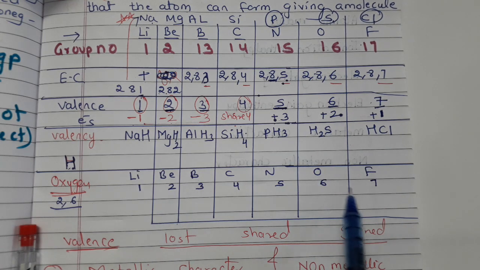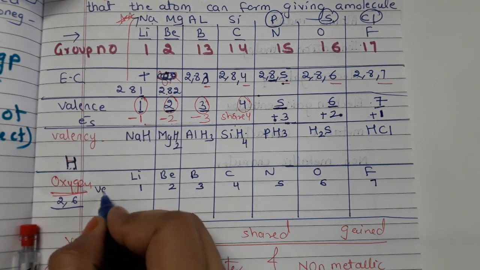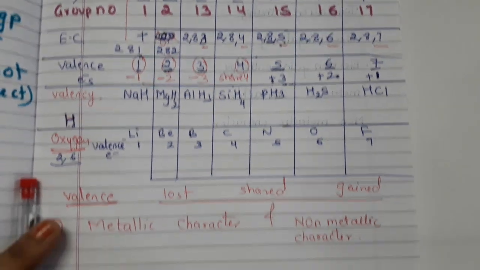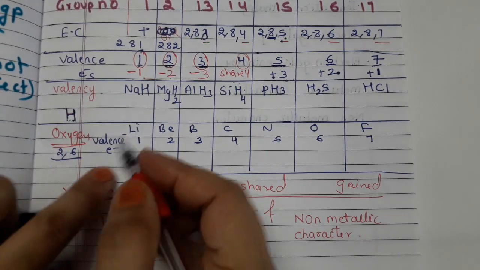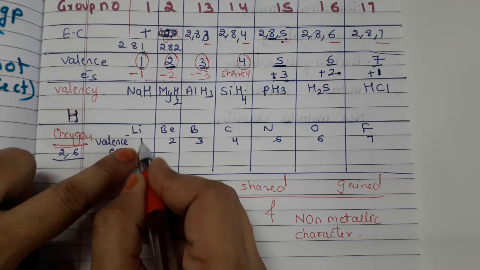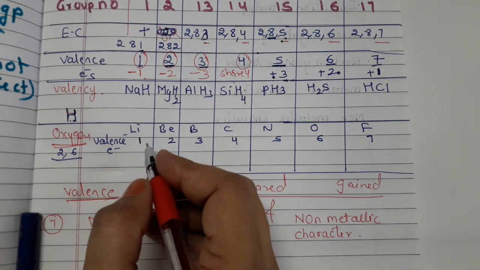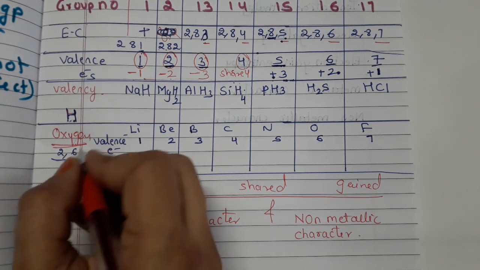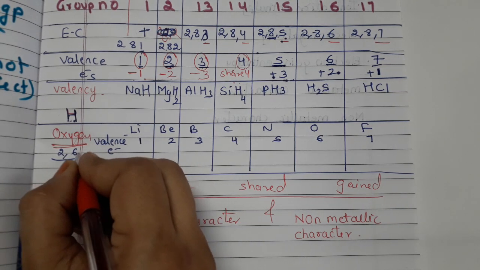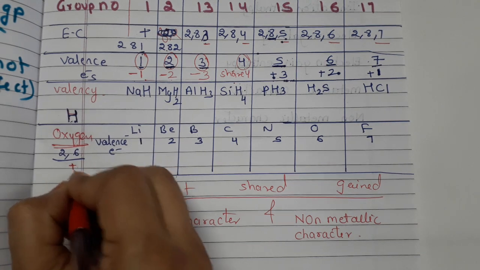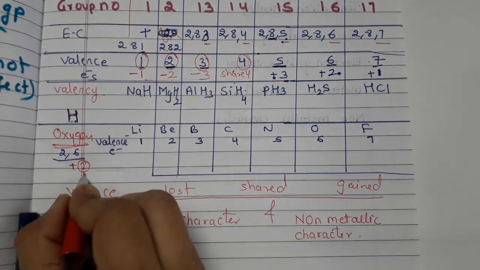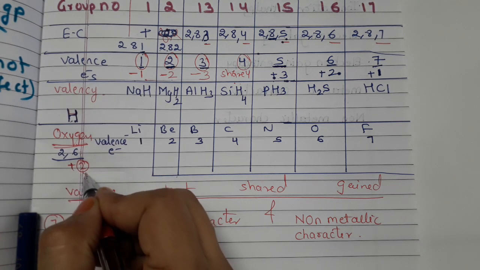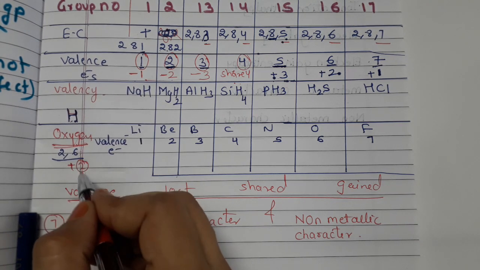I just wrote the valence electrons. So I'll mention here, these are the valence electrons. Now look at the oxygen. Lithium has 1 valence electron. So lithium is going to combine with oxygen, but oxygen has 2 valency. Why 2 valency? Oxygen requires 2 electrons to complete its octet, isn't it? 6 is there. If it takes 2 electrons, then oxygen will be stable.